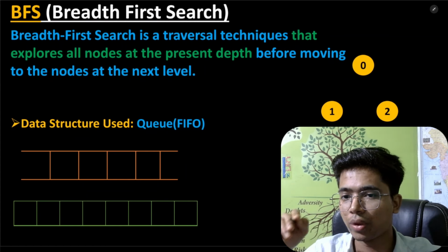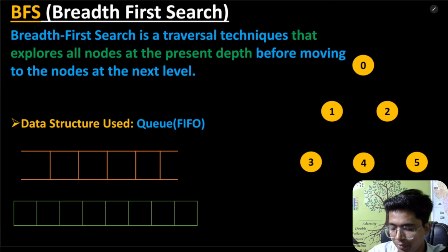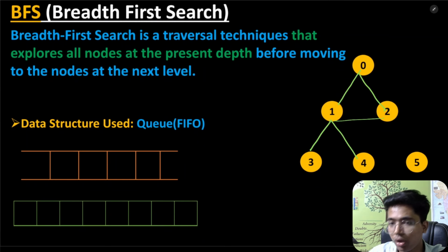The name is breadth-first search. This is nothing but a tree traversal technique of a graph. You can see, this is a graph. And what is a graph? It is when there are nodes and connections between the nodes like this. If they're connected like this, it is called a graph.